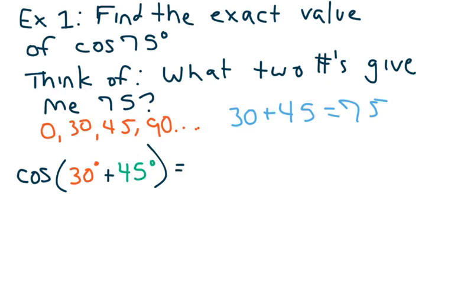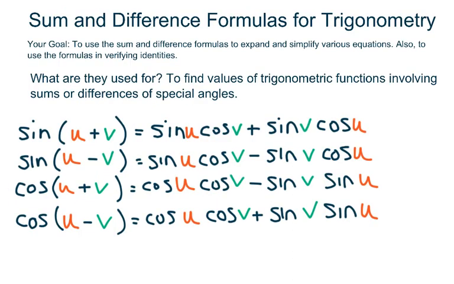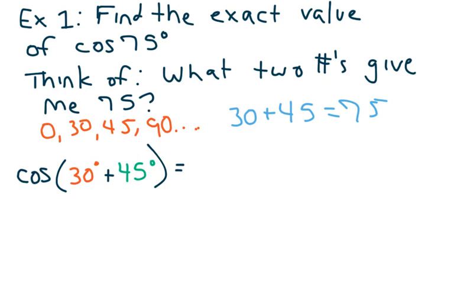Alright, so now that I know that I have cosine with a plus sign, I just follow the formula that I have right here. So I'm literally just going to copy this, but wherever I have my u's, I'm going to put 30 degrees. And wherever I have my v's, is where I'm going to put my 45s. So let's do that now.